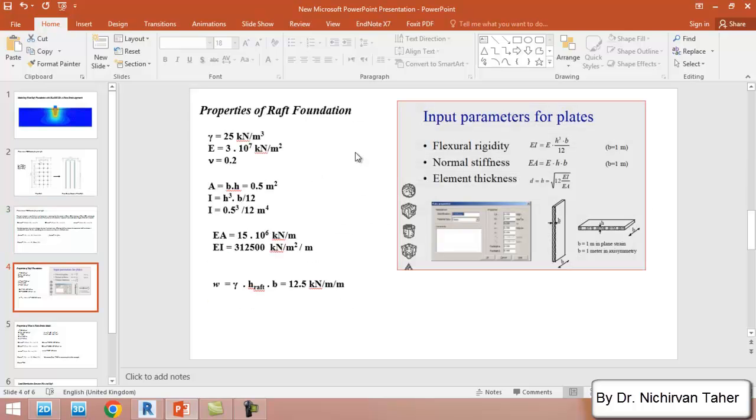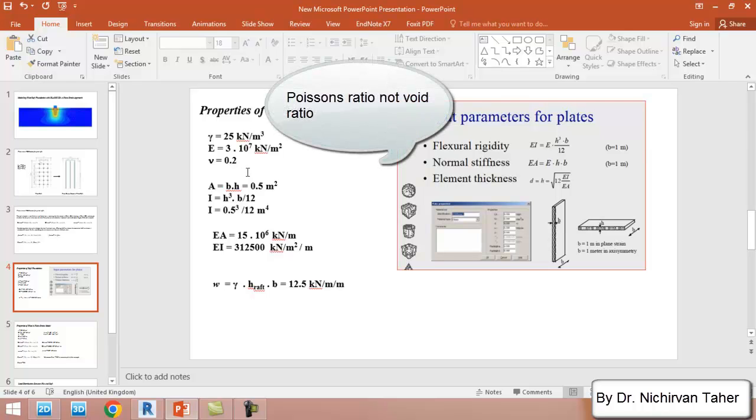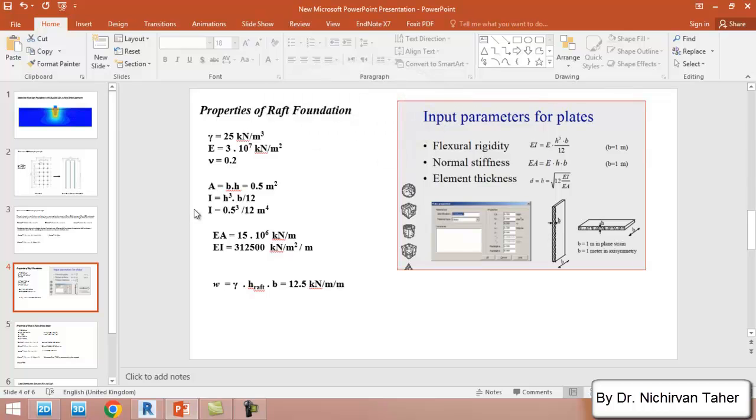So to convert the three-dimensional pile raft foundation to a plane strain model, first we will talk about the properties of the raft foundation. As we said, the raft is reinforced concrete. So the unit weight of the concrete is 25 and the modulus of elasticity is 3 times 10 to the power 7 kilonewton per square meter, and the void ratio is 0.2, and the area of the plate or the area of the raft. As we said, we will just simulate 1 meter of the raft.